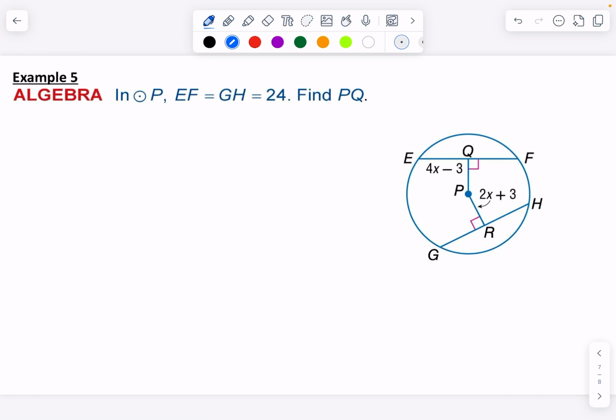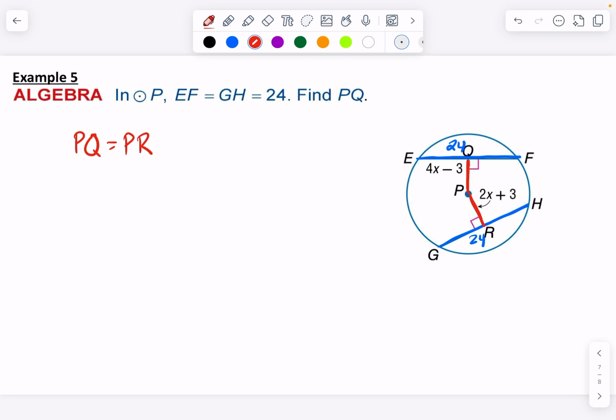Okay. So in circle P, EF is equal to GH, which equals 24. So I have this segment here equals 24. I have this segment here. So I have congruent chords. Find PQ. Well, if I have congruent chords and I have a perpendicular, that means those perpendicular segments, PQ, is equal to PR.